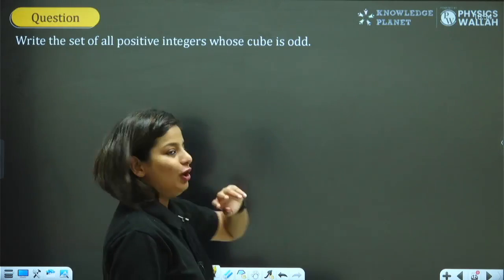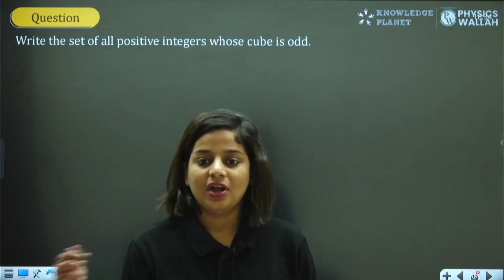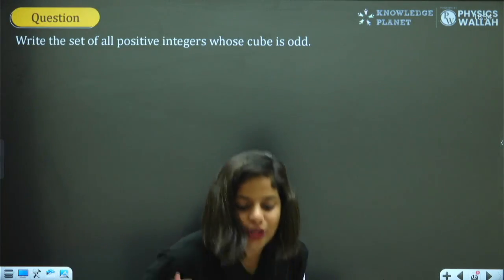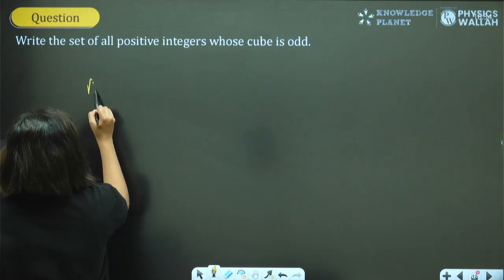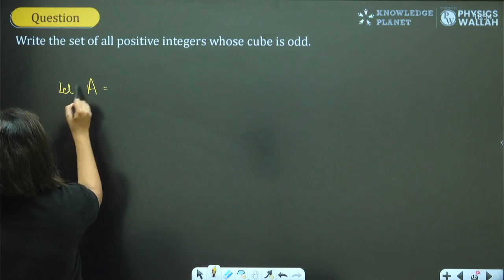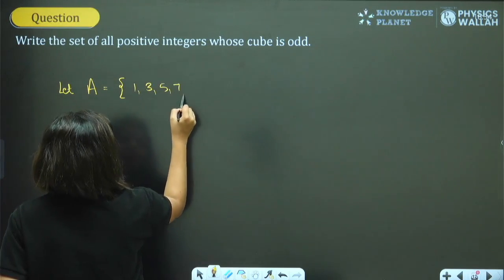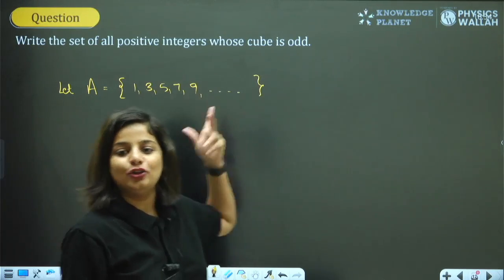Write the set of all positive integers whose cube is odd. Now, whose cube will be odd? All the odd numbers will have an odd cube. So obviously this set, if I say let set A be the given set, will have all the odd numbers like 1, 3, 5, 7, 9. Did you know this already? 1 cube, 3 cube, 5 cube are all odd numbers.